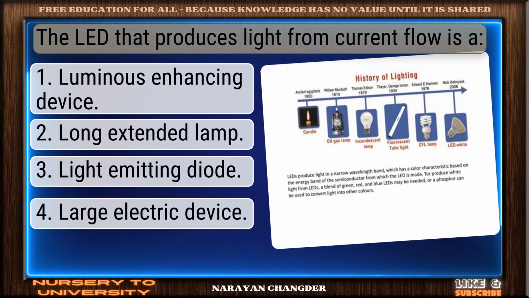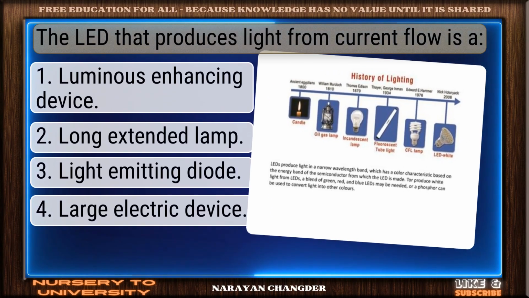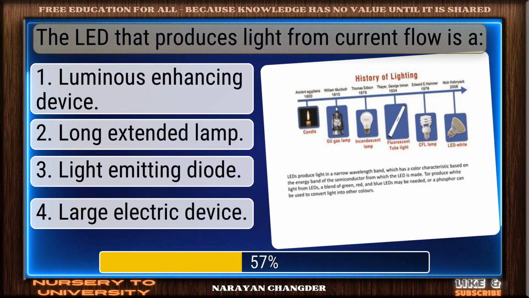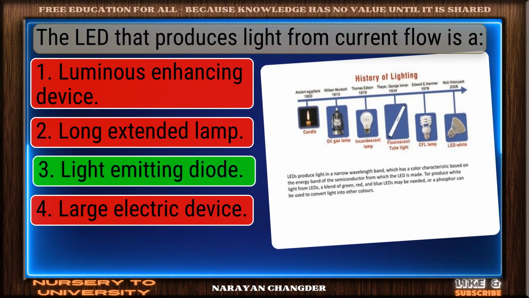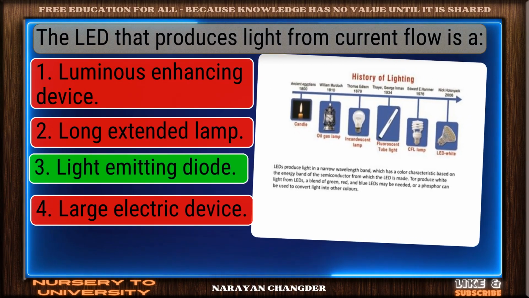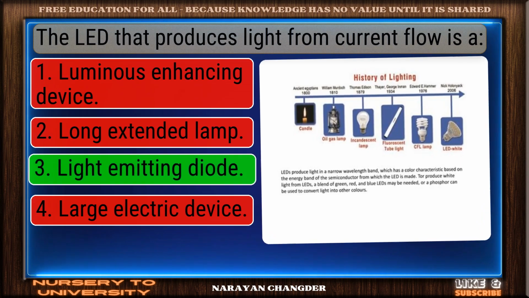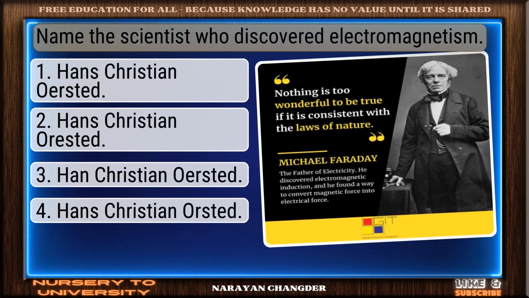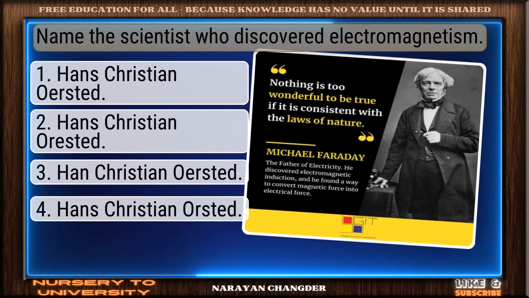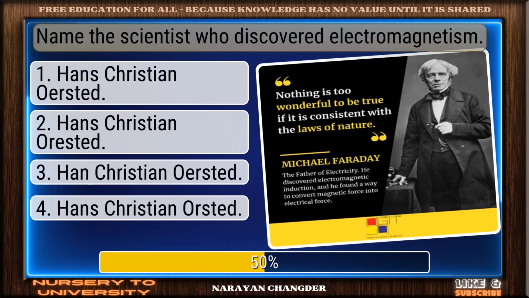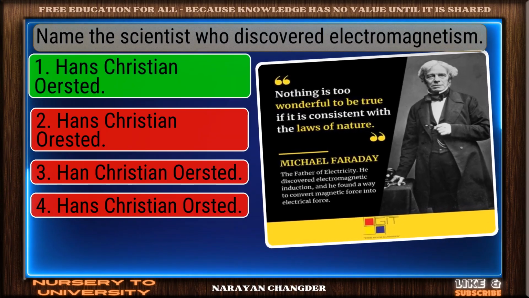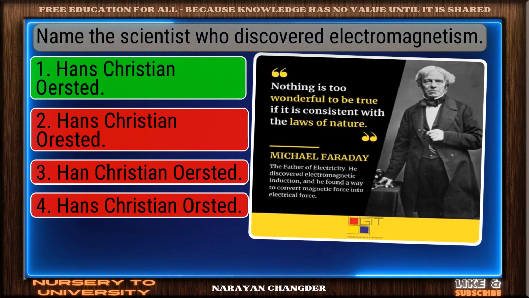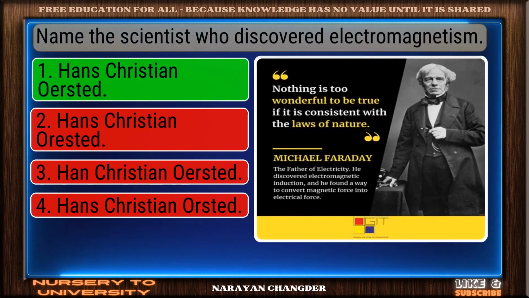Question number 33. The lead that produces light from current flow is a... Smart pick. Light-emitting diode is the correct choice. Question number 34. Name the scientist who discovered electromagnetism. Bravo. Hans Christian Ørsted is the answer.